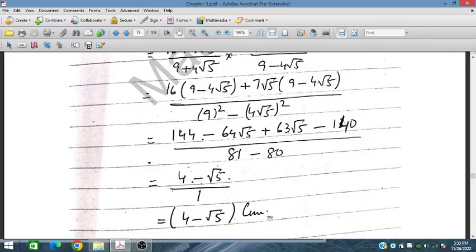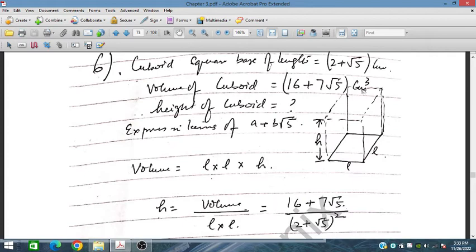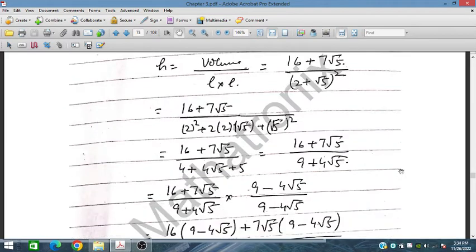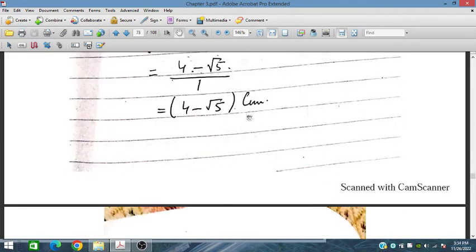This is the result. So we have to write it in centimeters, because this is centimeter, this is centimeter cube, this is centimeter, this is centimeter, and this is centimeter. This multiplication of 3 centimeters gives centimeter cube. So this height should be in centimeters. So the unit is very important. So keep in mind.